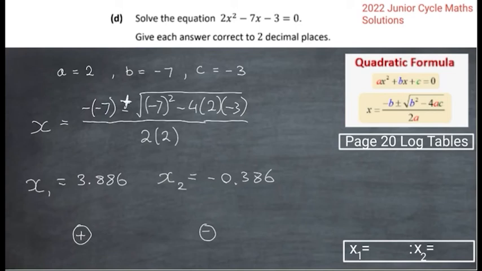Okay, so the 86 becomes 90, so it'll be 3.89. Let's look at x2. The 86 will become 90 again. The 86 will push up. If it was 84, it would go down to 80. So as it's 86, it will go up to 90. So the answer is minus 0.39.